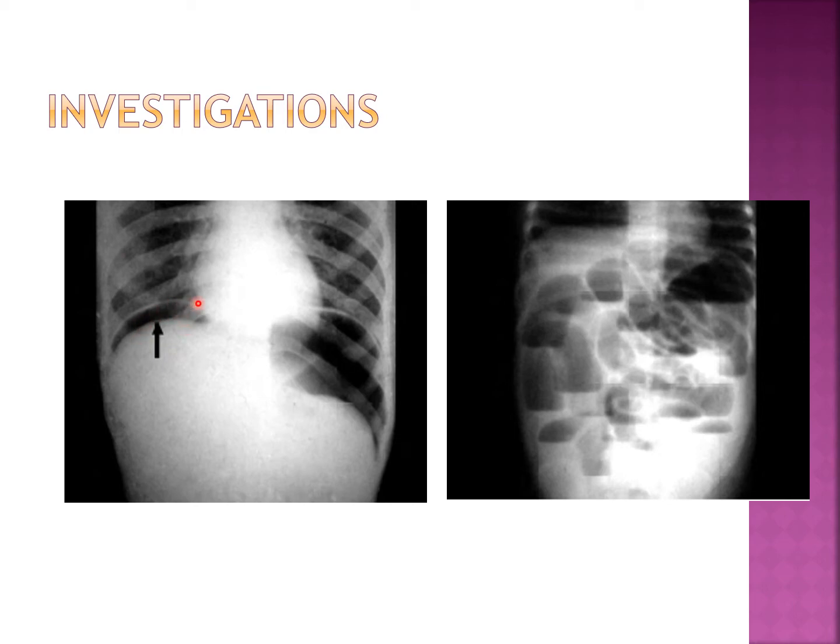You can see here the copula of the diaphragm on the right side is higher than that on the left side, and there is a rim of air below the diaphragm and above the shadow of the liver. And on the X-ray on the other side we can see multiple air fluid levels, indicating the presence of either intestinal obstruction or paralytic ileus.